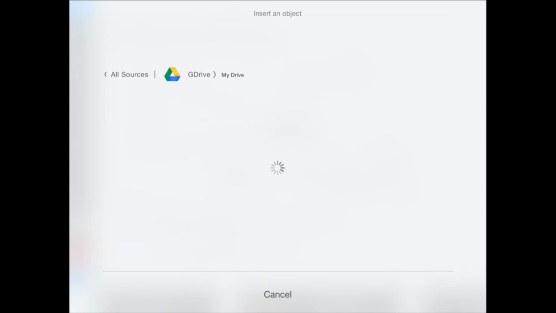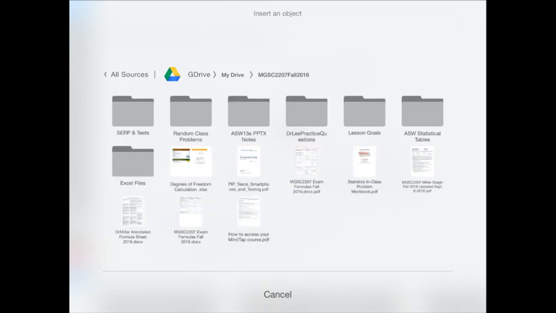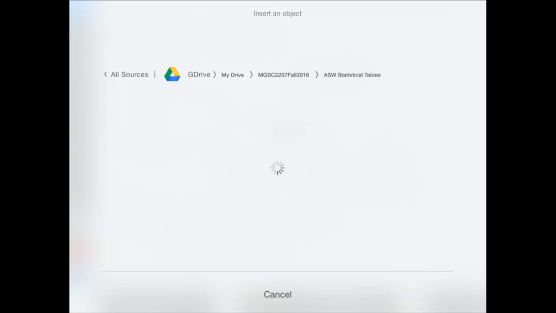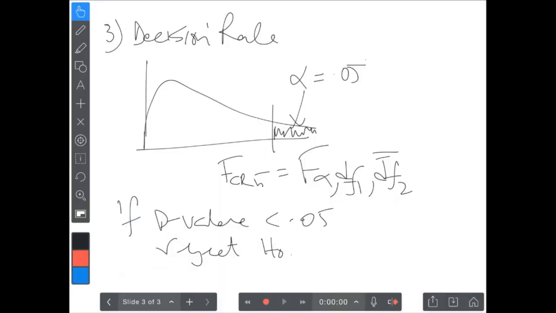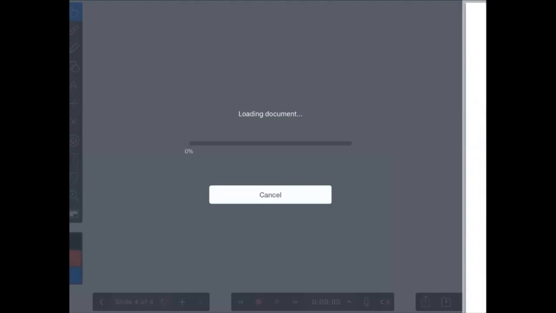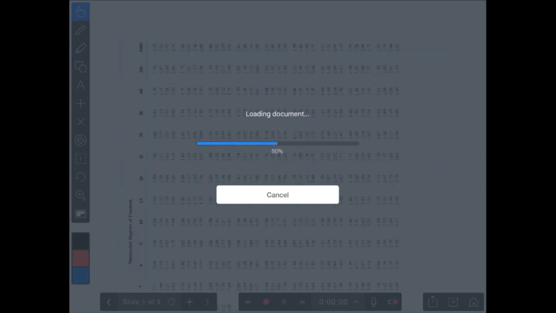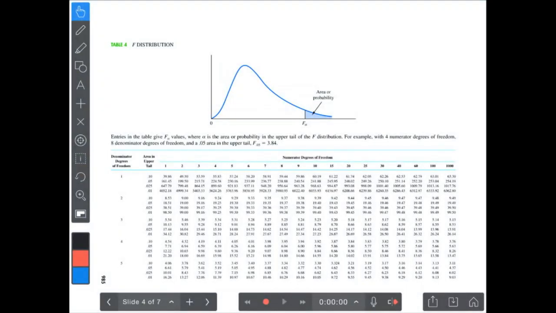So if I go to my drive and I go to our stats course, which is somewhere here, and we need our tables. Here we go, statistical tables. And here's the F table right here. So I want to add that. Bear with me for a quick second. So there we go. That's what the F table looks like.